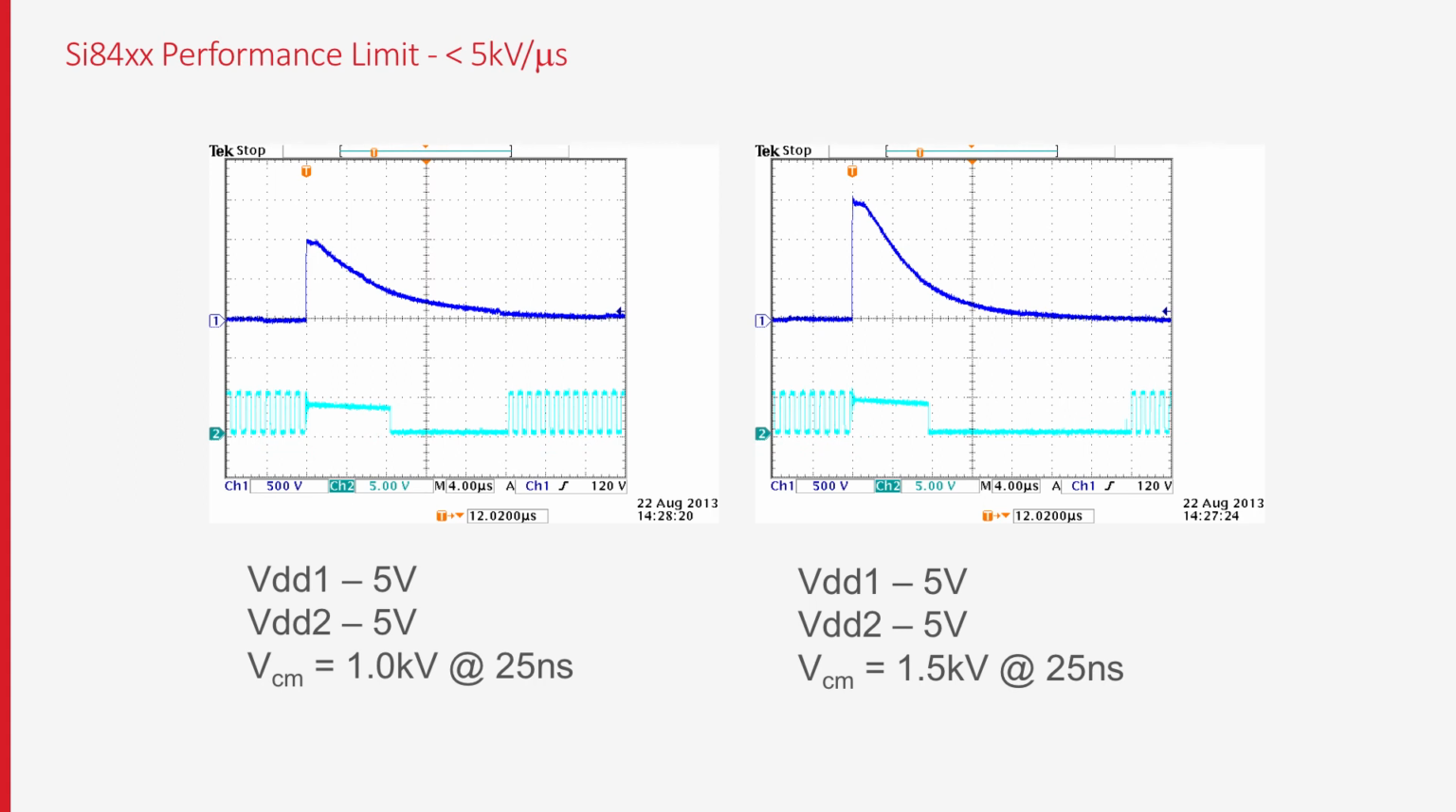In terms of CMTI performance, the poorest performing device in Silicon Labs' portfolio was the SI84XX family. This family illustrated a performance of less than 5 kV per microsecond as claimed by the competitor. However, note that this family is no longer recommended for new designs and has been replaced by the drop-in and function-compatible upgrade SI86XX family that supports greater than 40 kV per microsecond CMTI performance as demonstrated earlier in this presentation.